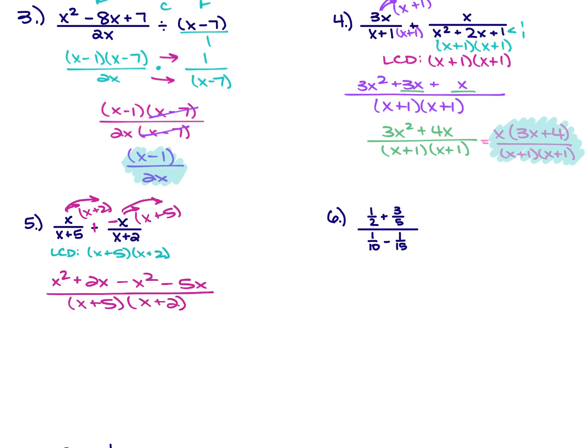You need to combine your like terms from here. You have x squared and negative x squared. They are opposites of one another, so they cancel each other out. From there, just combine the 2x and the negative 5x. That gives you negative 3x over x plus 5 times x plus 2.